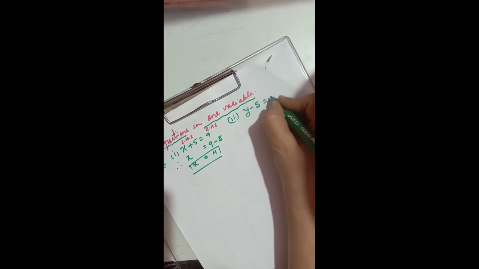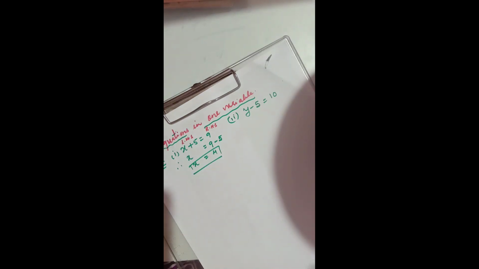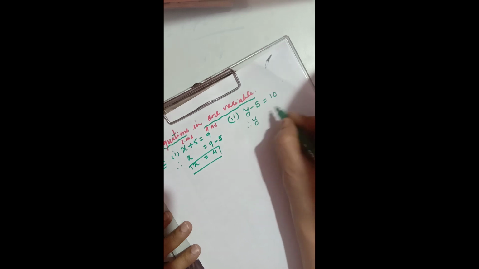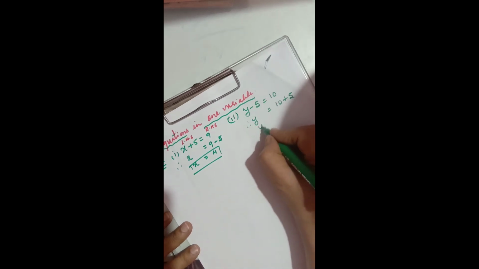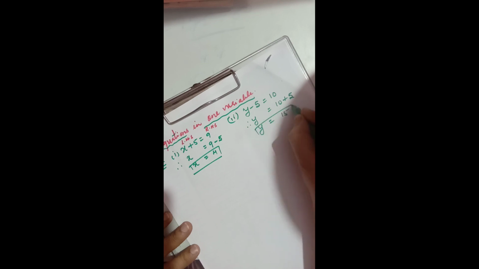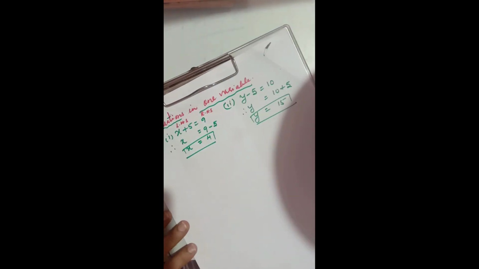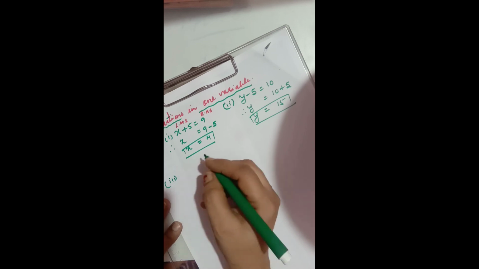Now second, let us take one more: y minus 5 is equal to 10. Keeping y here only, y is equal to 10, and minus 5 goes there and becomes plus 5. So y is equal to 15. Here it was minus, we shifted it to the right hand side, so it became plus, and in the first equation it was plus, we shifted it and it became minus.